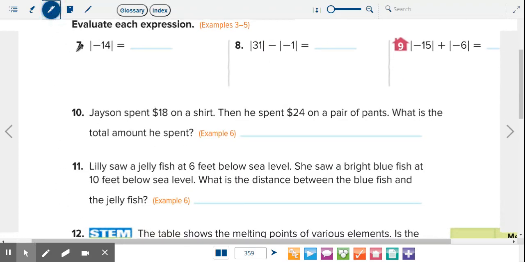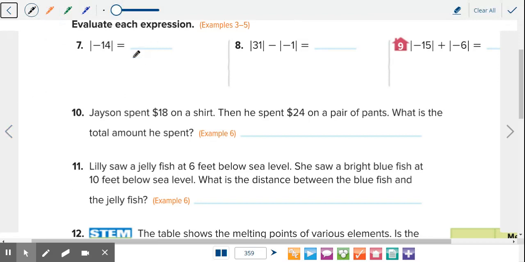Okay, number 7 here. So the absolute value of negative 14. So what would be the absolute value of negative 14? 14. Okay. So when it's just like that, all you're doing is finding the absolute value.